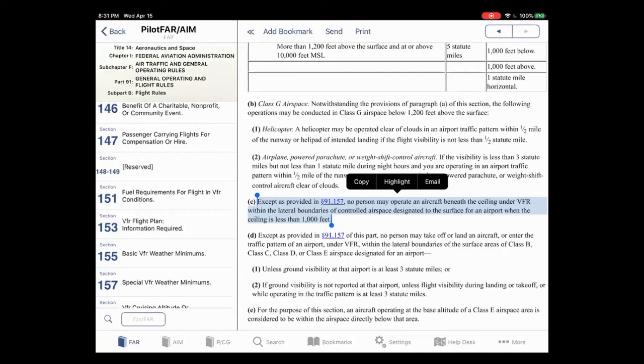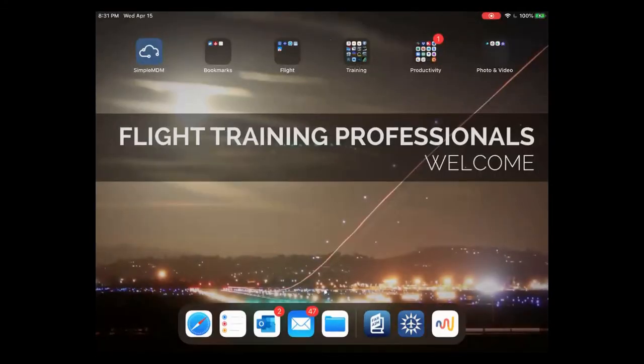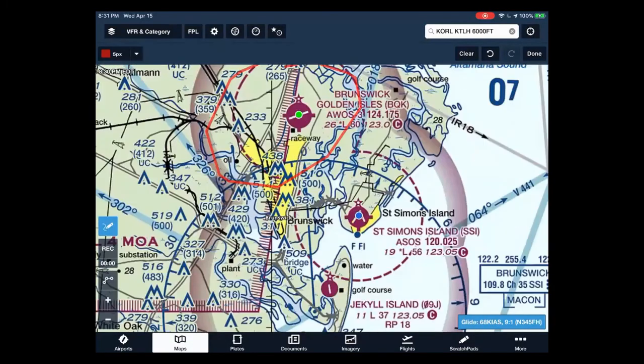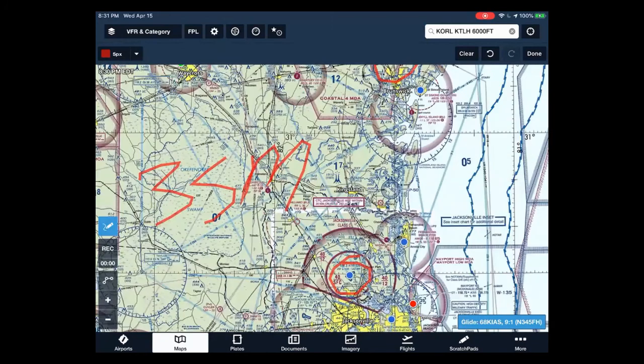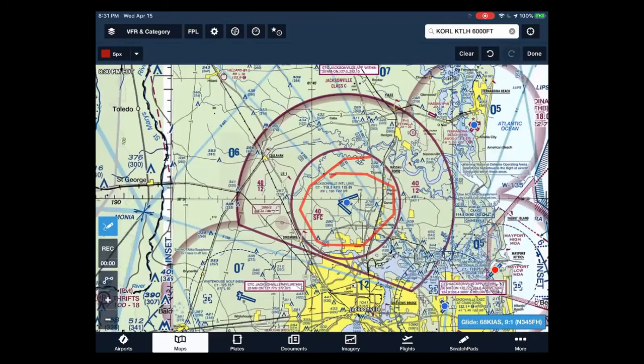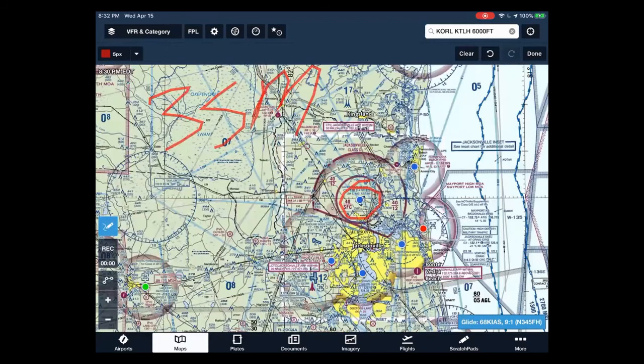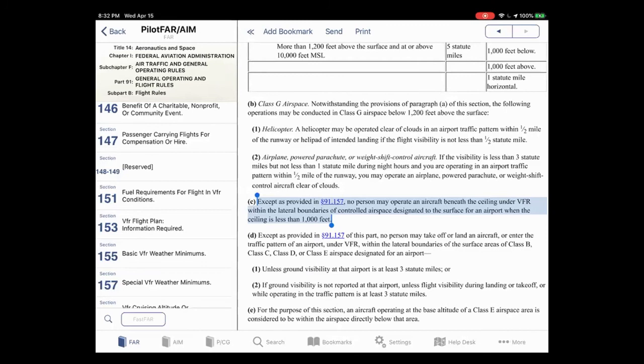First of all, there's a ceiling. So that ceiling has to be broken or overcast. They have to be operating under VFR conditions, or under visual flight rules, within the lateral boundaries of controlled airspace designated to the surface. What did we just get through looking at? We just got through looking at Class E, which of course is controlled airspace to the surface. We just got through looking at Class C airspace designated to the surface. Without going on, you would imagine that all the airports that we circled, we have controlled airspace to the surface. And then finally, in association, that ceiling cannot be less than 1,000 feet.